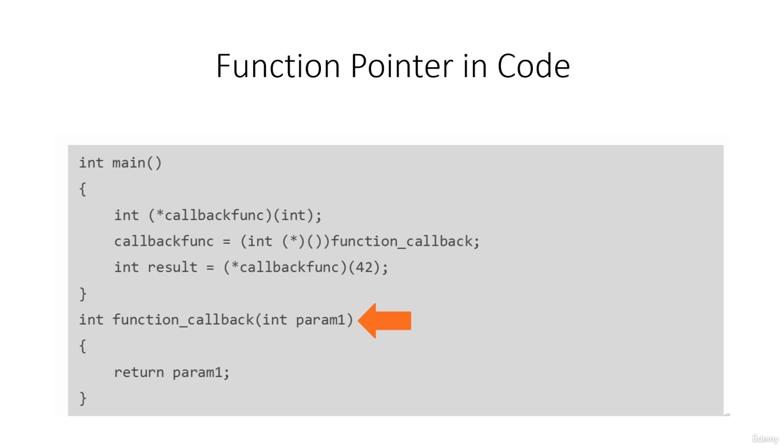So in this code, I think this code looks weird, but bear with me. This is the declaration for a function pointer variable named callback function with an integer parameter. So this variable can store a pointer to a function that has one function parameter, which is an integer variable, and it returns an integer variable. In this statement, it also initializes the function properly.